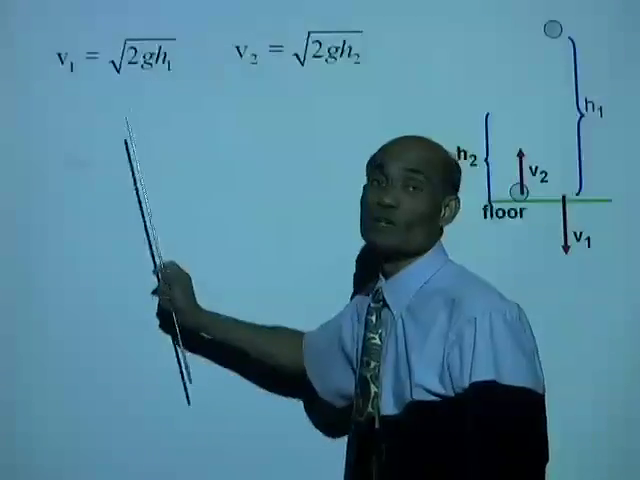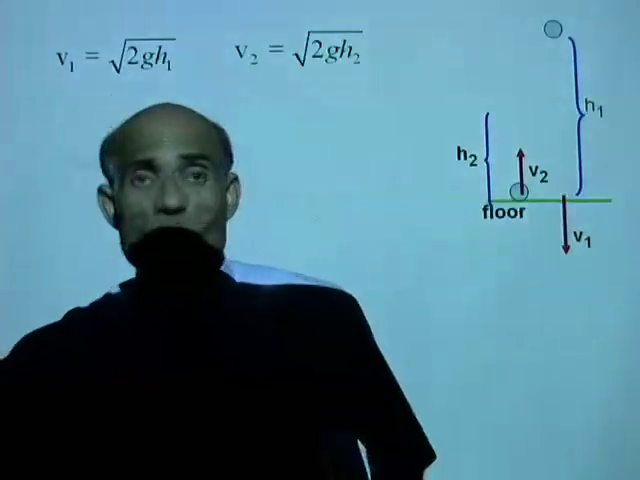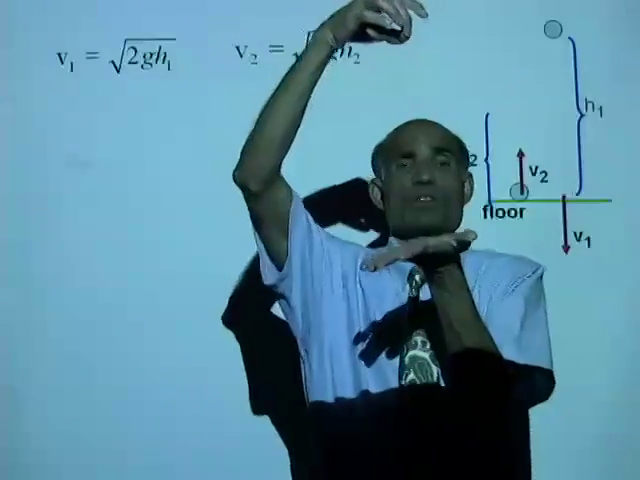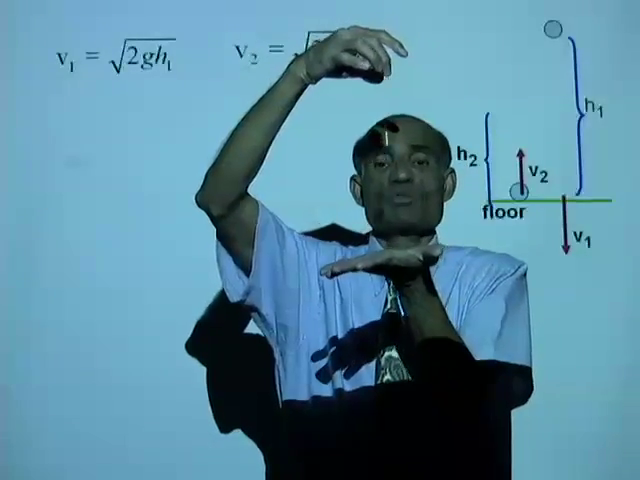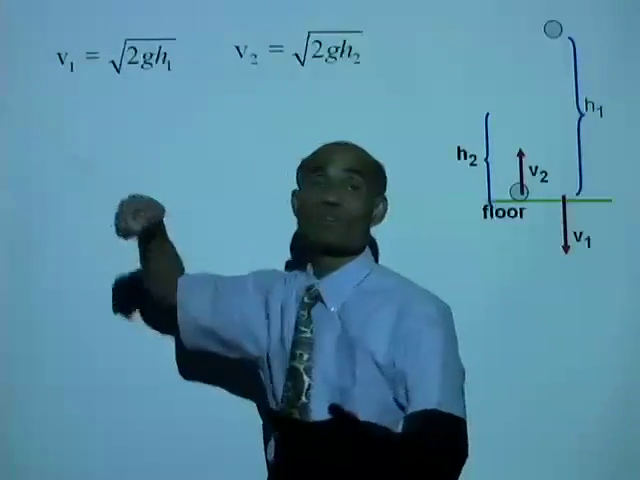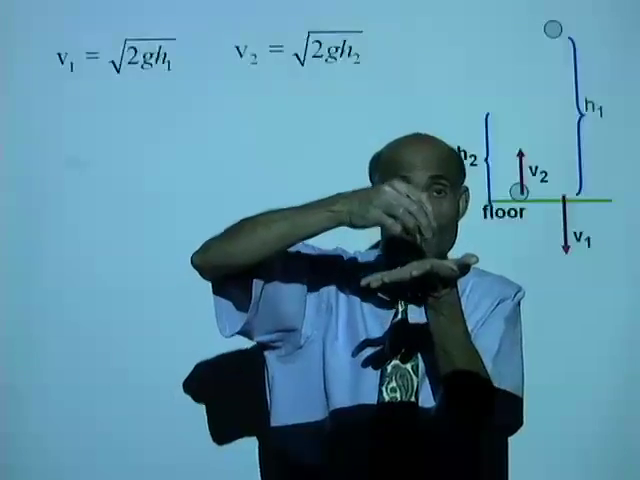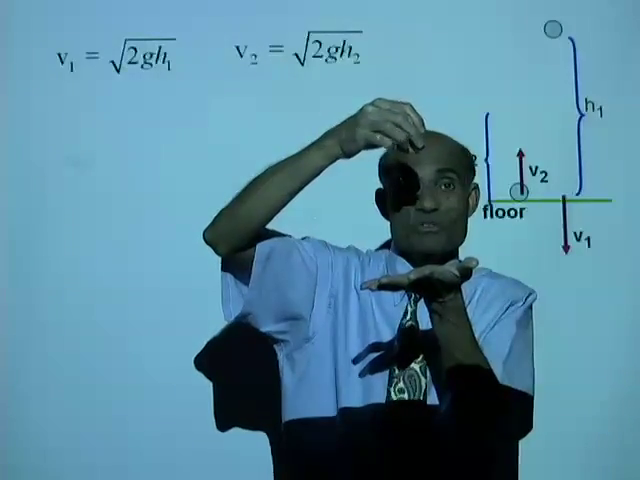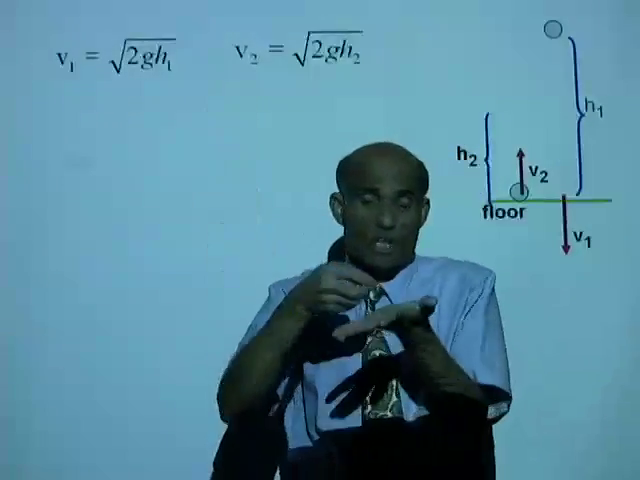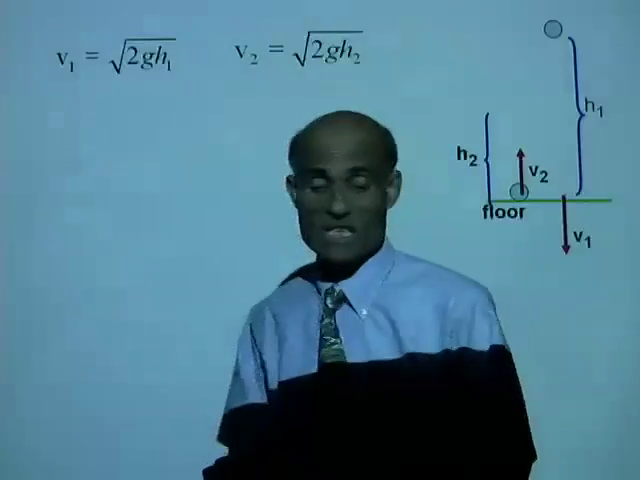So when I drop a ball, suppose this is the floor, the dropped ball will reach the floor with a velocity v1 equal to the square root of 2gh1, and it rebounds to a height of h2. The velocity of rebound will be the square root of 2gh2.